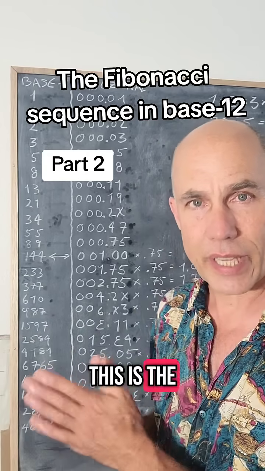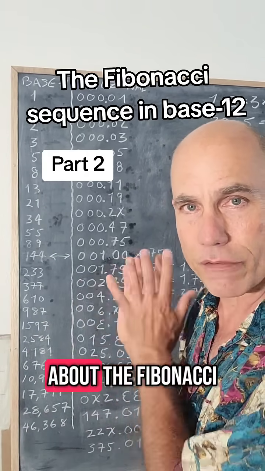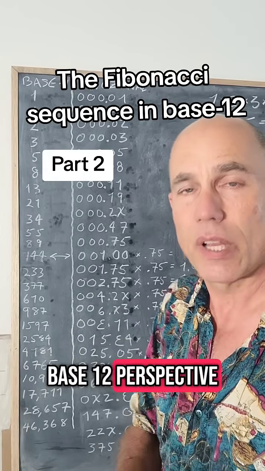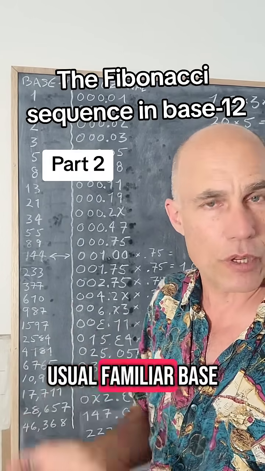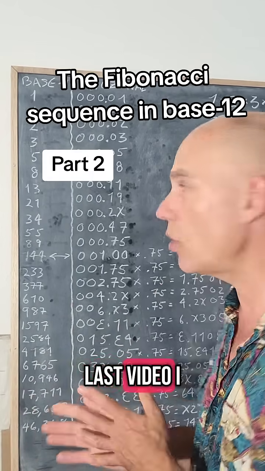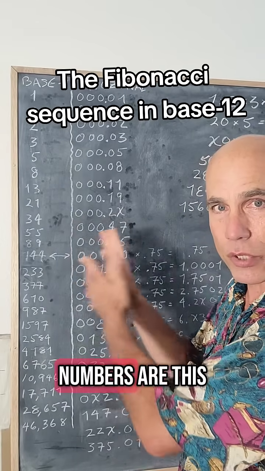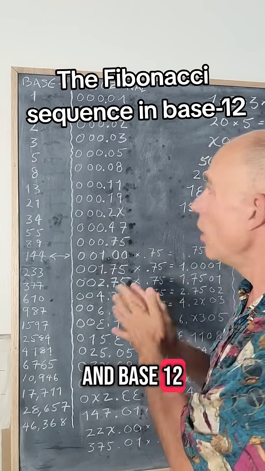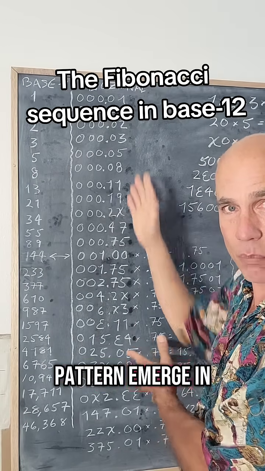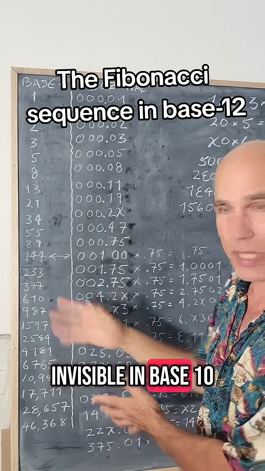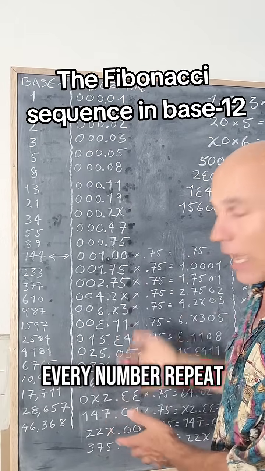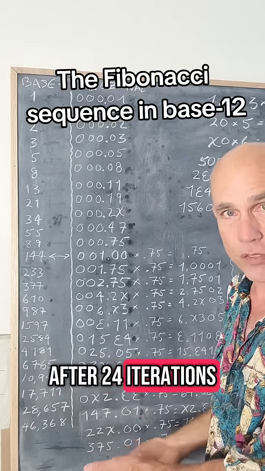Okay, so this is the second in a series of videos where I'm talking about the Fibonacci sequence and the difference of approaching it from a base 12 perspective than from our usual familiar base 10 perspective. So in the last video, I was explaining to you how, even though the numbers are the same in base 10 and base 12, we see a pattern emerge in base 12 that's invisible in base 10, where the last two numbers of every number repeat after 24 iterations of the pattern.